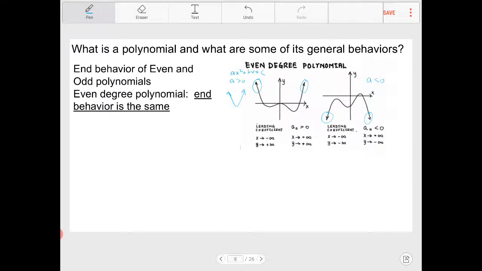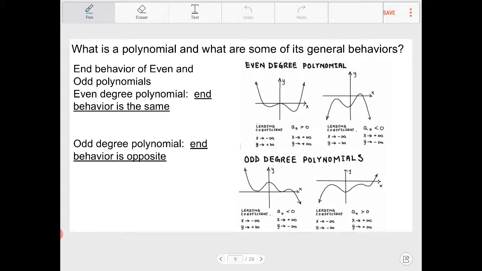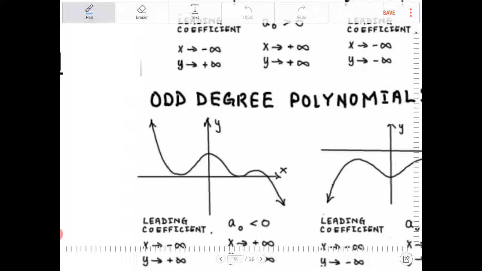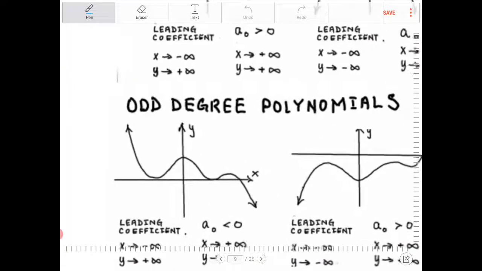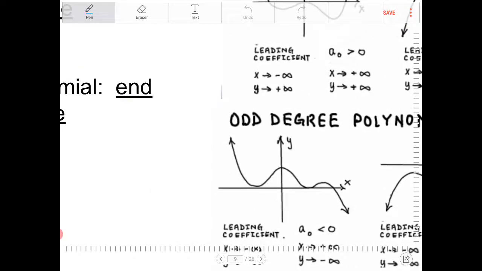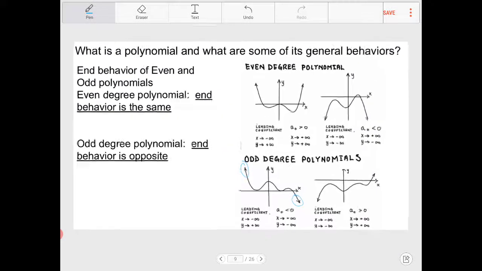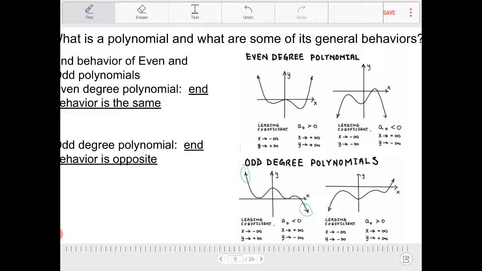So what about odd degree polynomials? An odd degree polynomial has opposite end behavior. Now what does that mean? So an odd degree is going to look like this, where when x goes towards positive infinity, we go down, and when x goes towards negative infinity, we go up. They're moving in opposite directions.